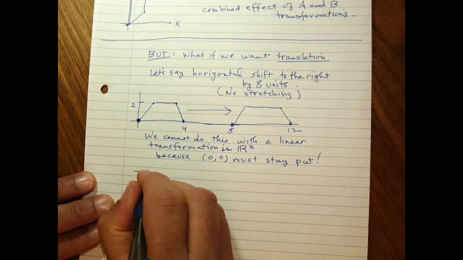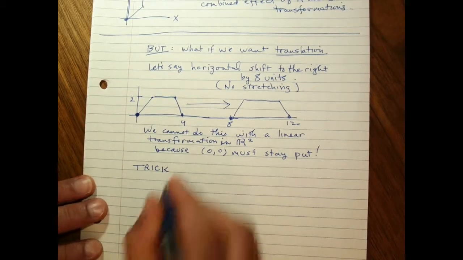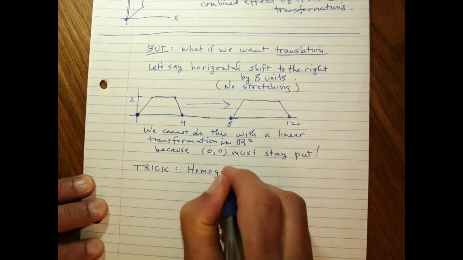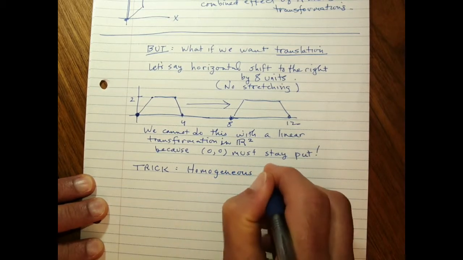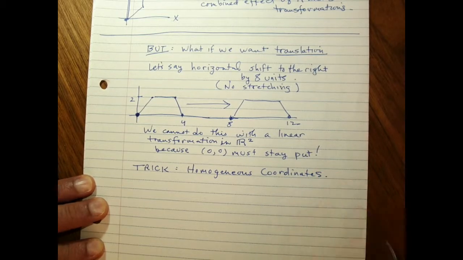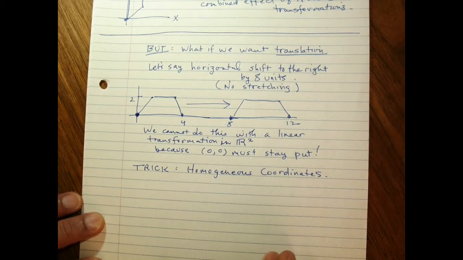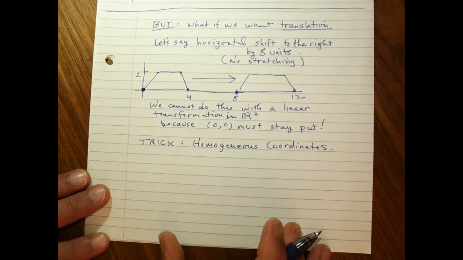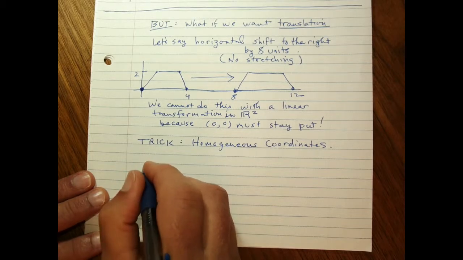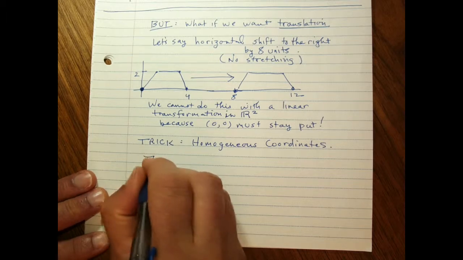But there is a way out of this, I'm going to call it a trick, called homogeneous coordinates. And I'm not going to go into the meaning or the use of the word homogeneous here because that would be too much of a side trip. I want to try to get us through this problem. So let's just go into what we're going to do.